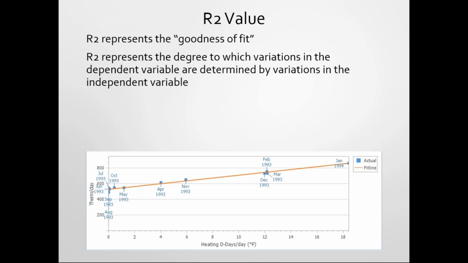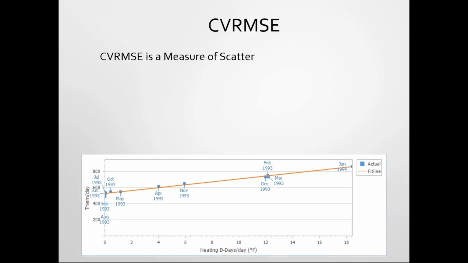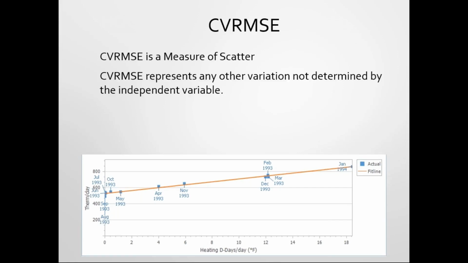Really what it is, and you don't need to read this, I suppose, but it represents the degree to which the independent variable, which would be kilowatt hours, varies with the dependent variable, which in this case is heating degree days. In fact, that's the bottom line there. So it's just to what degree do kilowatt hours or therms vary with heating degree days? That's what the R squared is. And the CVRMSE, they say, is a measure of scatter. It's the same fit, and it represents all the other variation that wasn't captured by the R squared value.